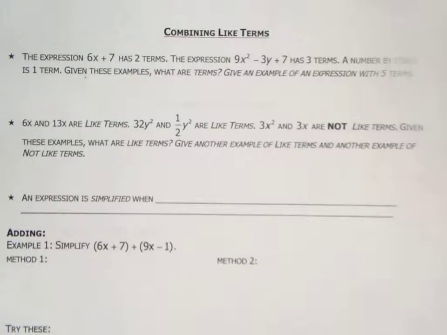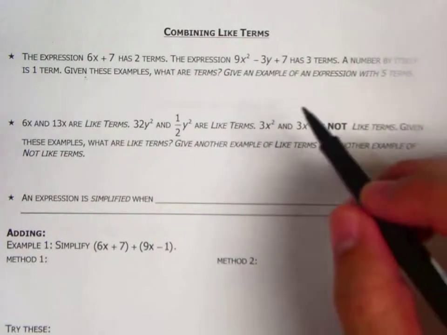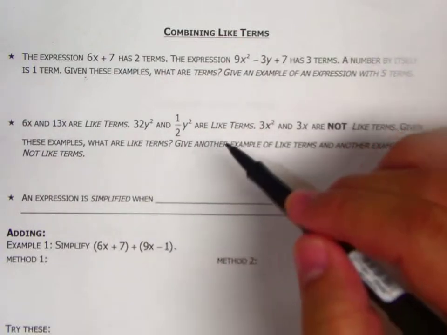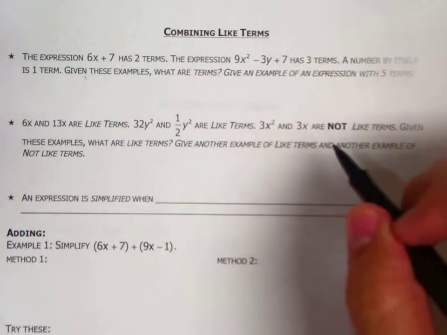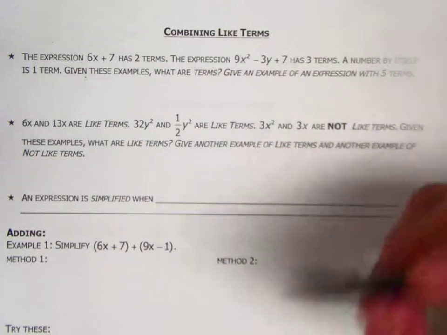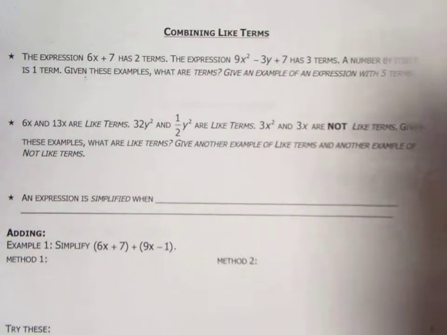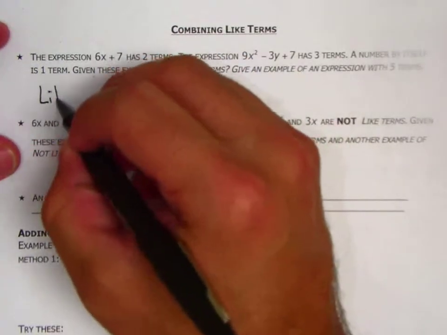Alright, this is Algebra 1. This is Cycle 3, notes on combining like terms. I kind of disregarded this top half of the notes here because the wording was kind of confusing. So basically, we're going to talk about how to combine like terms, but in order to understand how to combine like terms, you first have to know what a like term is. So let's write what a like term is.